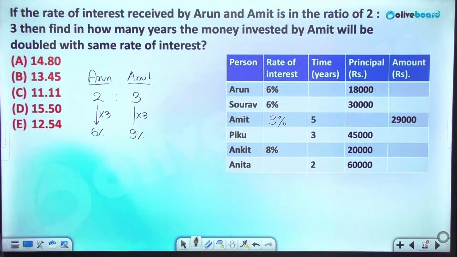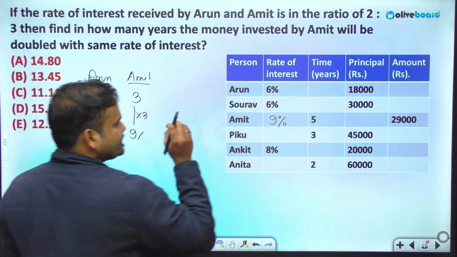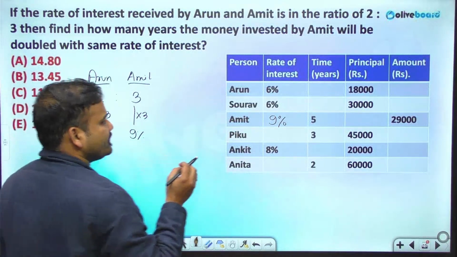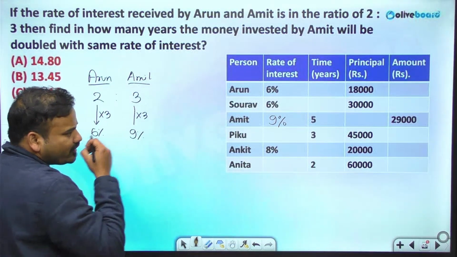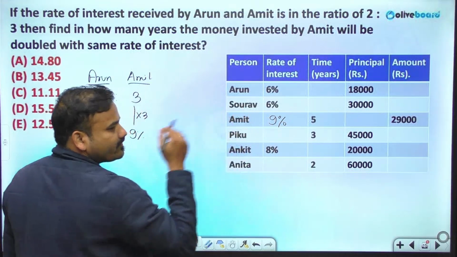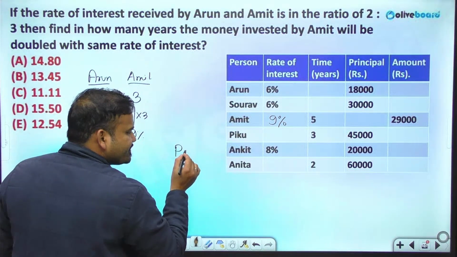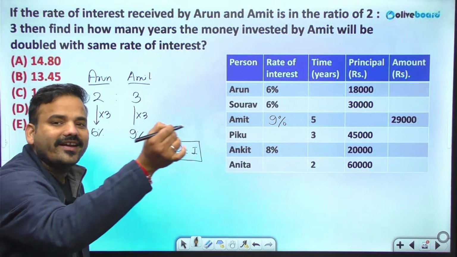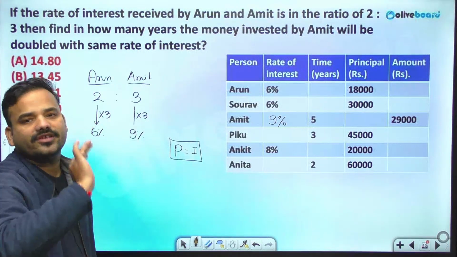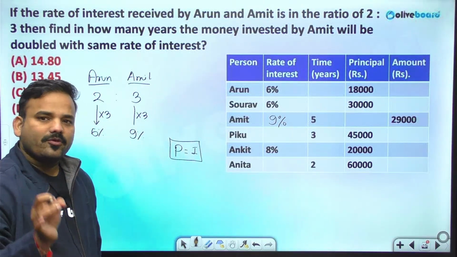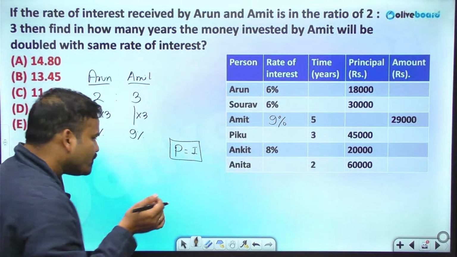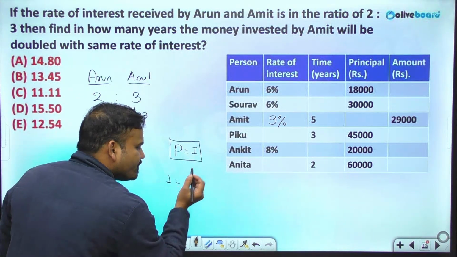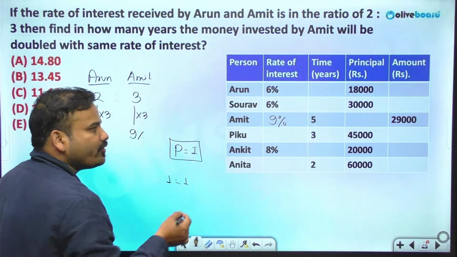This is 9%. Find in how many years money invested by Amit will double with the same rate of interest. At the same rate of interest, in how many years will the money become double of itself? Whatever money he is depositing, in what period of time will it become double? When a particular sum is getting double, in that case principal is equivalent to interest. जब interest principal के बराबर हो जाएगा, तब पैसा डबल हो जाएगा, and at that moment the principal will become double. So let's say the interest is 1 rupee, the principal will also be 1 rupee. We need not calculate the principal, so I am not using this particular data.